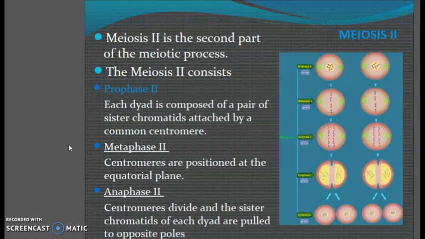In prophase 2, each diad is composed of a pair of sister chromatids attached by a common centromere. And in metaphase 2, the centromeres are positioned at the equatorial plane. And in anaphase 2, the centromeres will divide and the sister chromatids of each diad are pulled to the opposite poles.